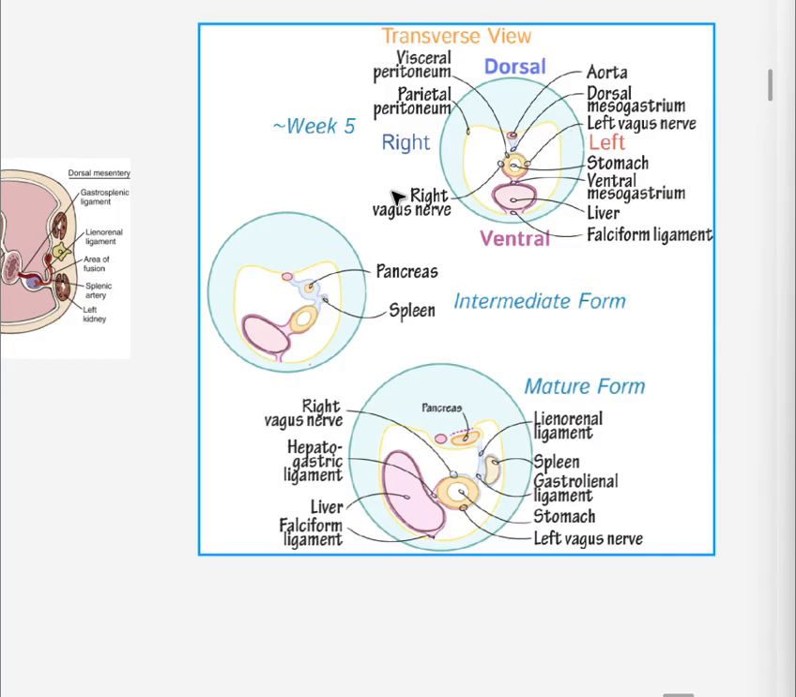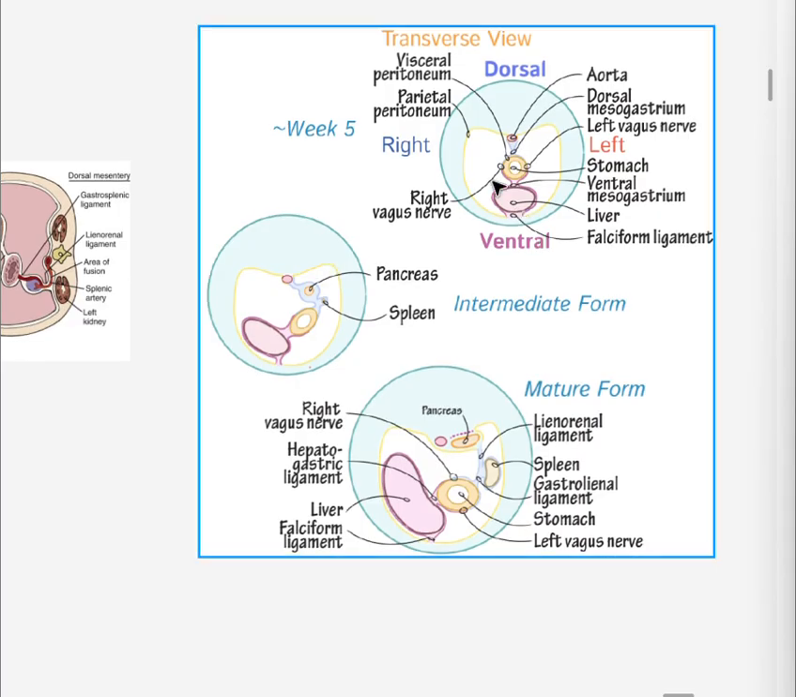now look at this image here. So when we talk about the spleen, we have this transverse view, right? Now the origin of the spleen is from the mesenchyme. Can you see that this is the aorta, this is the dorsal mesogastrium, this is the left vagus nerve, this is the right vagus nerve. This is our stomach. Then we have the ventral mesogastrium. So this was our dorsal mesogastrium, this is the ventral mesogastrium. This is the liver, and in front of the liver is the falciform ligament. You'll later on see that the falciform ligament attaches this liver to the anterior abdominal wall.